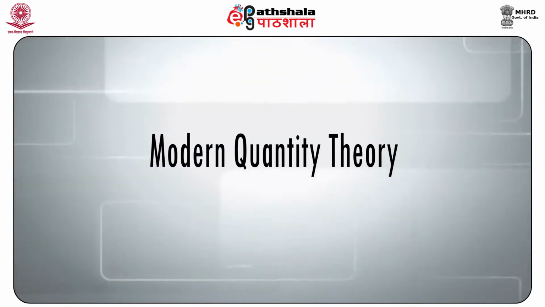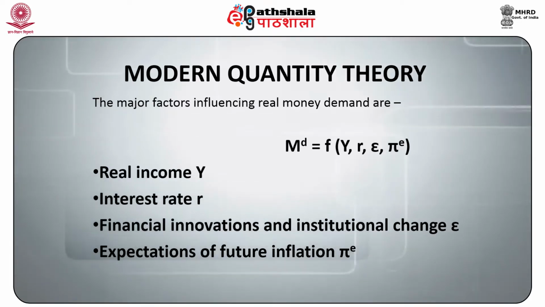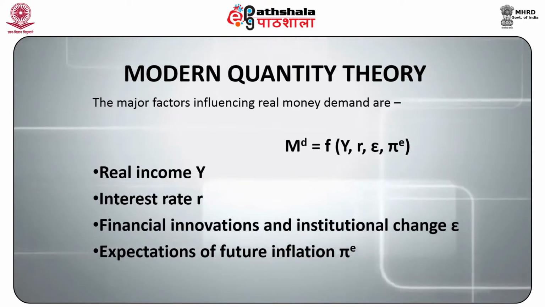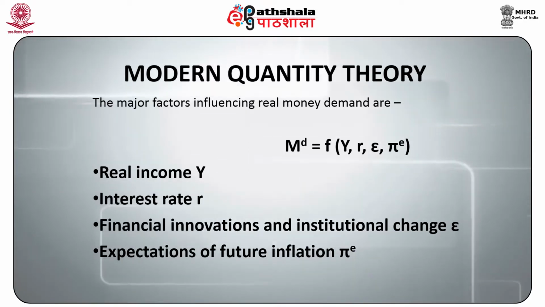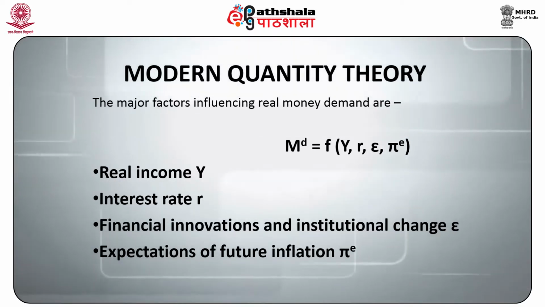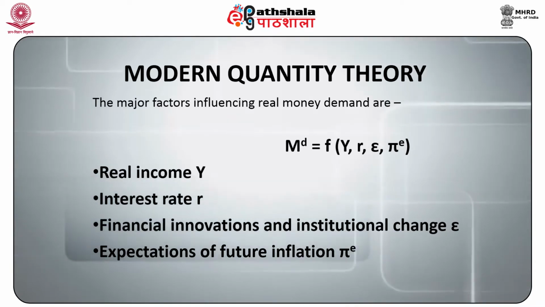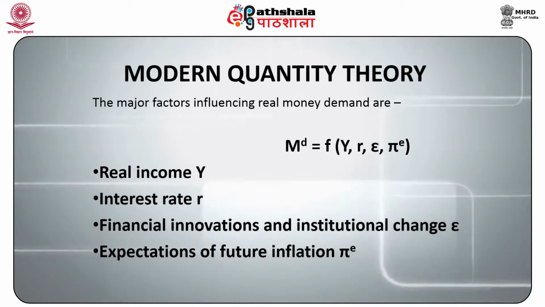Next is the modern quantity theory. The major factors influencing the real money demand are M^d = f(y, r, λ, π^e). A. Real income, given as y.